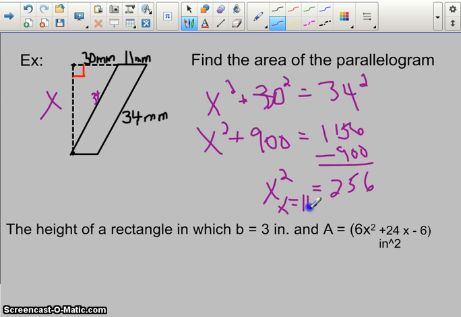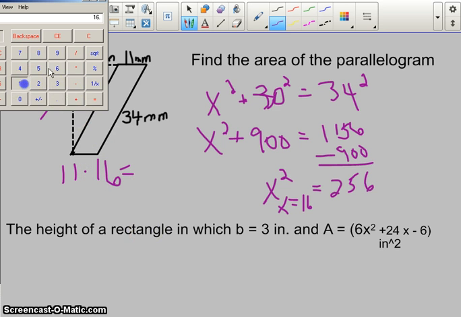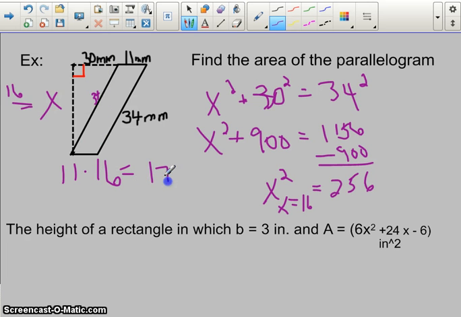So now we know the height is 16 and the base is 11, so base times height, 16 times 11, is going to give us 176, and in any area it's always going to be square units, so centimeters squared in this case. Alright, next example says the height of a rectangle in which the base is 3 inches, and the area is equal to that.